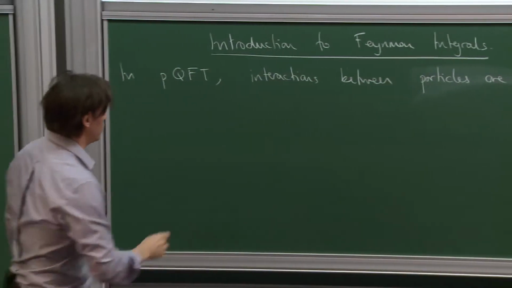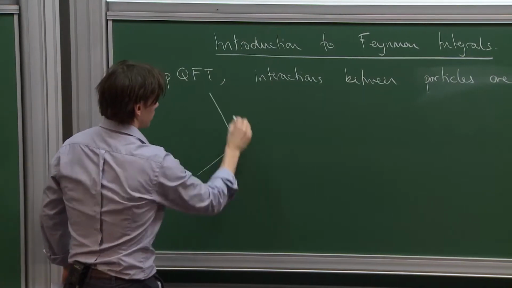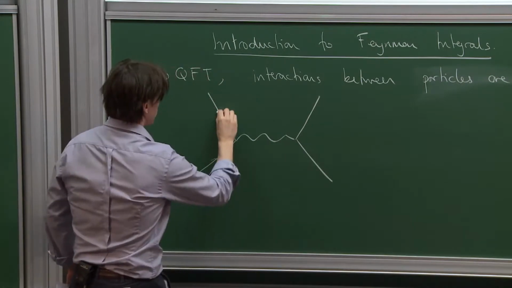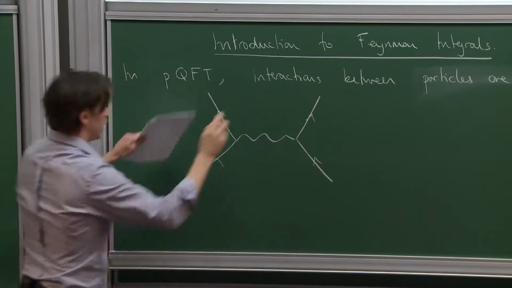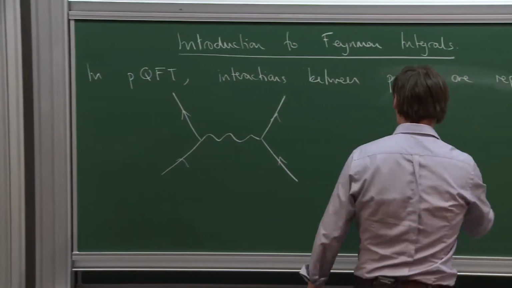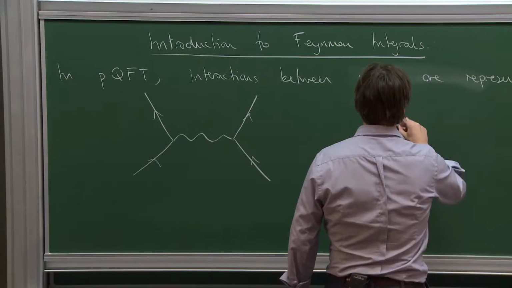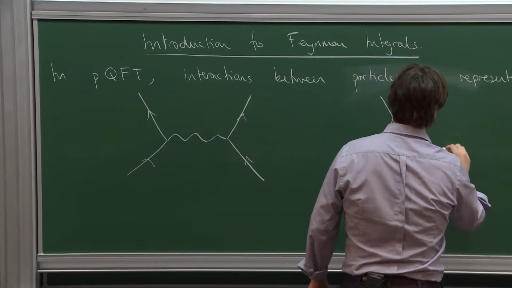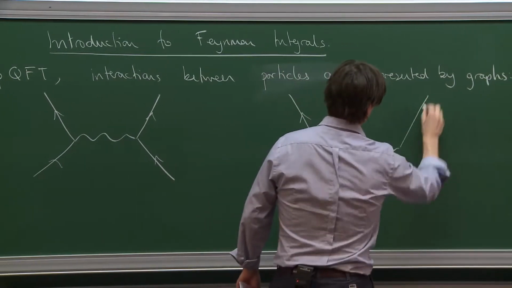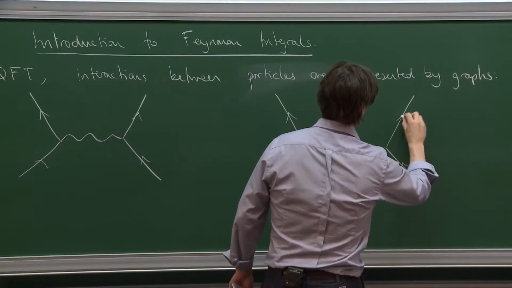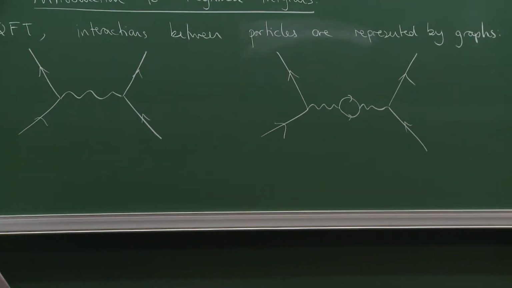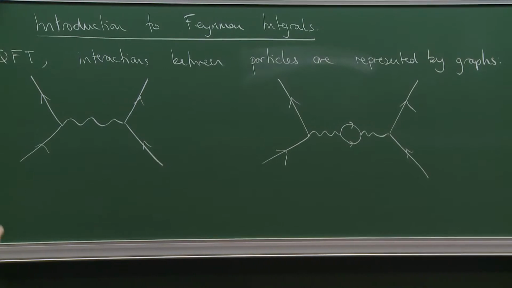I always feel slightly awkward as a mathematician talking about these things. Here's an example of a graph representing two particles scattering and exchanging a photon. Here's, for example, another graph. The same two particles exchange a photon, which spontaneously becomes an electron-positron pair, and which later annihilate to form a photon again. So every graph that we'll draw like this represents some kind of interaction between fundamental particles.